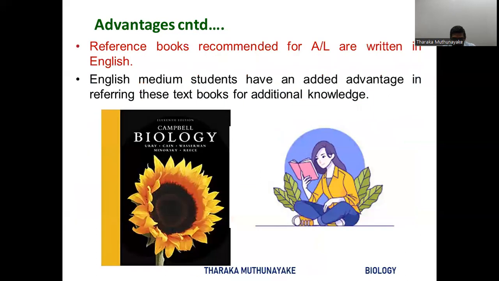Clear? Then another advantage here, there are reference books. There are reference books for advanced level education. So here, this is the Campbell book. This is the reference for biology students. Clear? The biology reference book is the Campbell book. So likewise for other subjects also there are reference books. All these reference books are written in English medium.